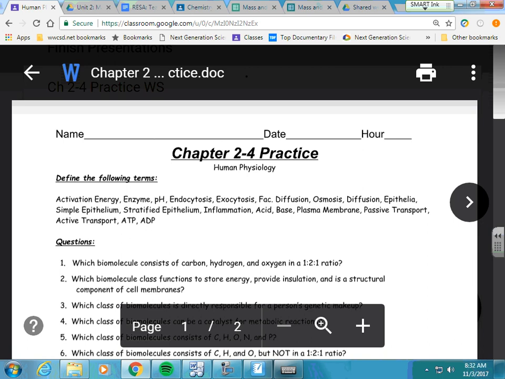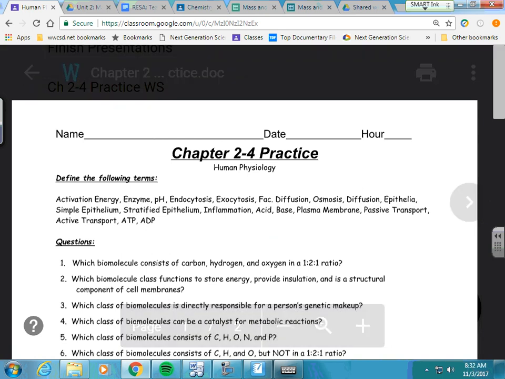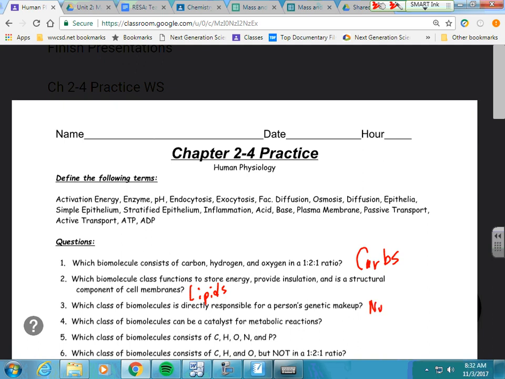Which biomolecule consists of carbon, hydrogen, and oxygen in a 1 to 2 to 1 ratio? Anybody? Carbohydrates. Good. I was going to write on this. So carbs, carbohydrates. Number 2, which biomolecule class functions to store energy, provide insulation, and is a structural component of cell membranes? Lipids, yes, lipids. Good. Number 3, which class of biomolecules is directly responsible for a person's genetic makeup? Nucleic acids.